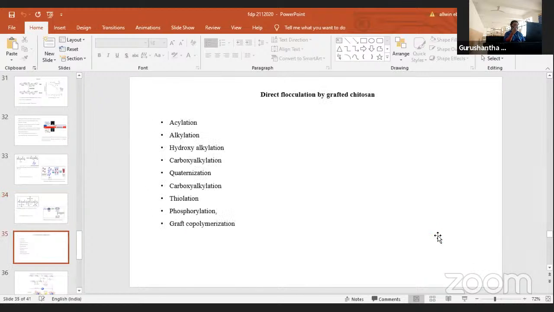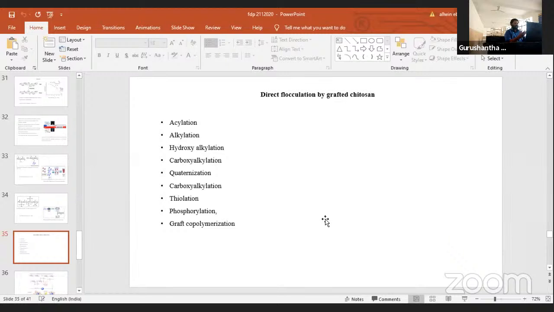Okay, so I mentioned some of the disadvantages of chitosans: very low mechanical properties, low solubility in water, and they work only at very low temperatures. To overcome all these issues, there are different types of grafting methods. Based on the acylation, alkylation, hydroxyalkylation, carboxyalkylation, quaternization, thiolation, phosphorylation, and graft polymerization processes, we can enhance the mechanical stability of the chitosan, and we can also increase the functional groups, which are mainly used for different kinds of waste materials. So there are so many types.